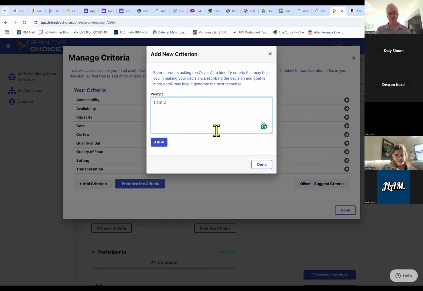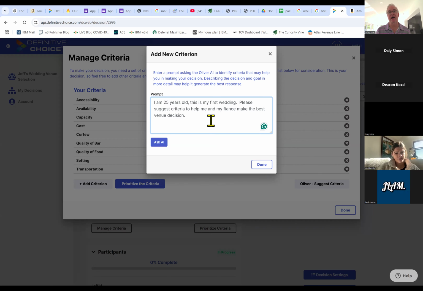So I'm going to say I am, say, 25 years old. This is my first wedding. Please suggest criteria to help me and my fiance make the best venue decision. All right, so you see what I did there? I told them a little bit about myself and ourselves, right? And what I'm asking for. I said finance, I meant to say fiance. I think that's how you spell it.